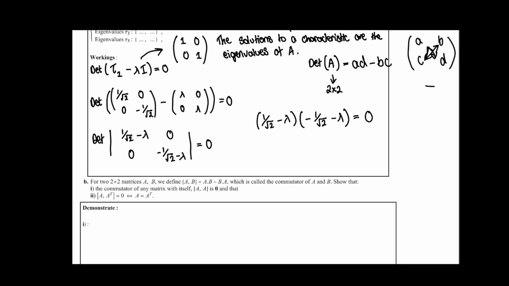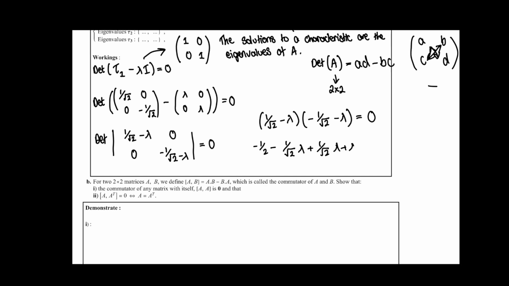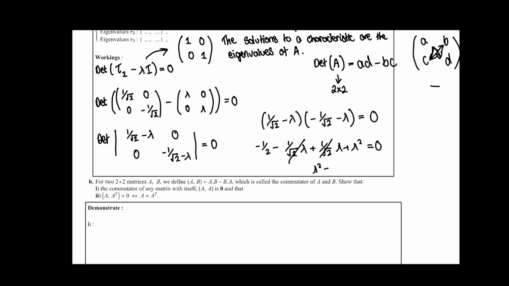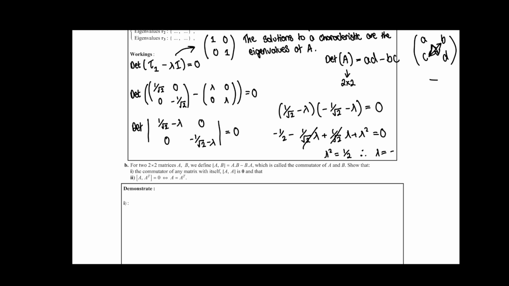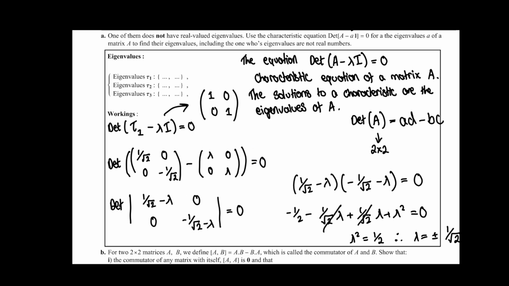When we now expand the brackets, we get minus a half minus 1 over root 2 lambda plus 1 over root 2 lambda plus lambda squared is equal to 0. These two cancel out, so we're left with lambda squared is equal to a half. Therefore, lambda is equal to plus or minus 1 over root 2. So we'd write that over here. The eigenvalues of tau1 would be 1 over root 2 and minus 1 over root 2.